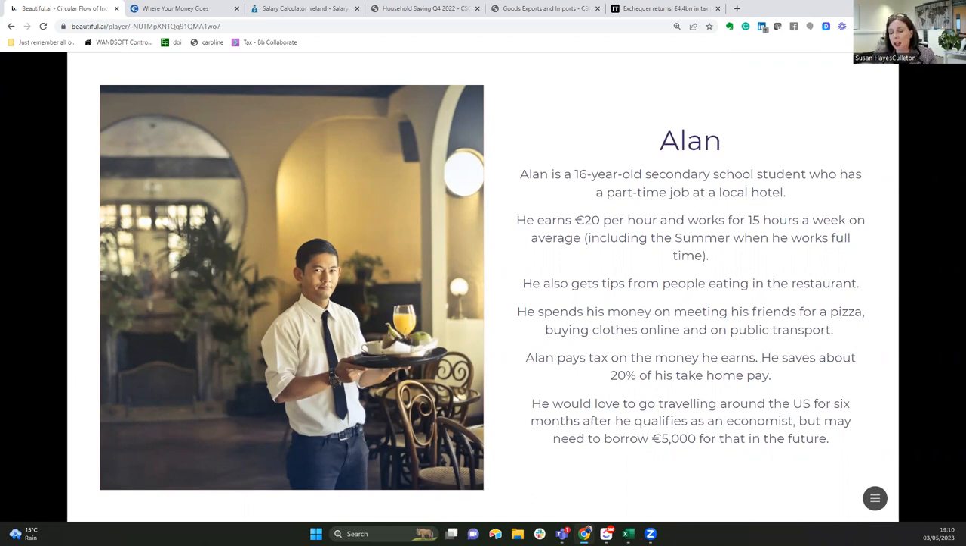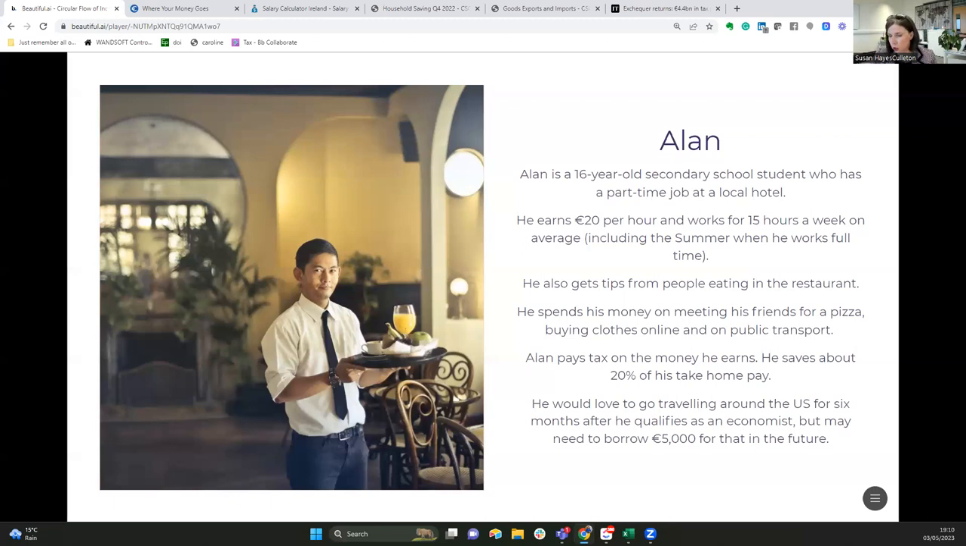Alan does pay tax on the money that he earns. So he does. And I can show you how I worked that out. I made sure that he earned enough that he was paying tax for the purpose of this case study. So he does pay tax on the money that he earns, and he saves about 20% of his take home pay. So of what's left, he saves about 20% of his take home pay. So now he pays a tiny little bit in tax on that money, the rest of it. So broadly speaking, if we want to keep the math simple, he spends about 80% of his money.